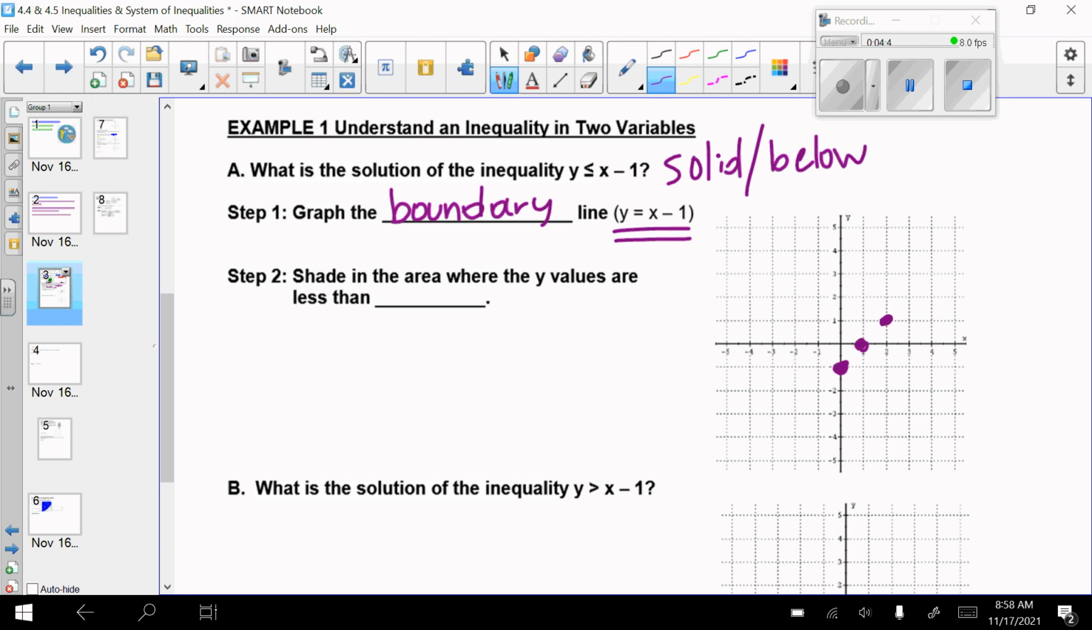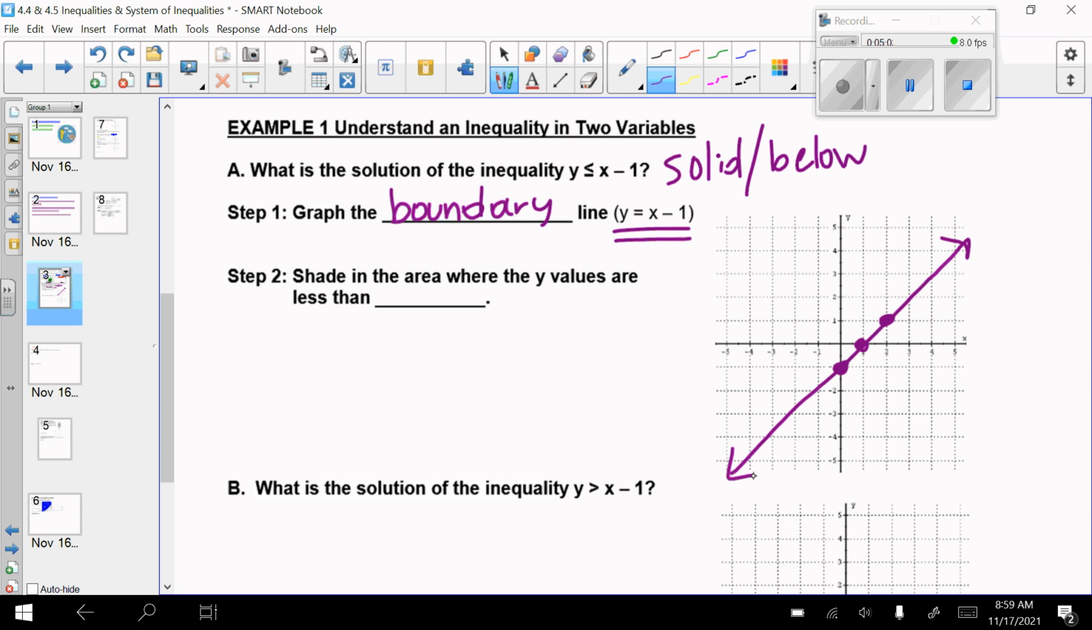And you could keep doing this. So now we know it's a solid line. So we're going to take it and draw a line through this, and it's just going to be solid. If it were dashed, if it were just less than, it would be a dashed line.